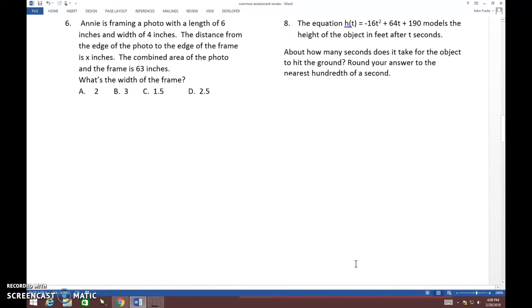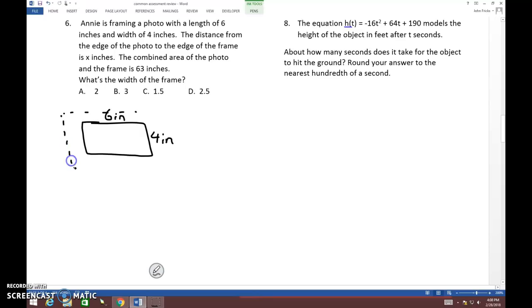Number 6 and number 8 you will have a calculator for, but you do need to know how to set this up. So in number 6, it tells you that you have a picture, and the picture has a length of 6 inches and a width of 4 inches. It also tells you that there is a picture frame all the way around, and we do not know the size of that picture frame, so we're going to say that it's going to have extra length and width of x. And that's all the way around.